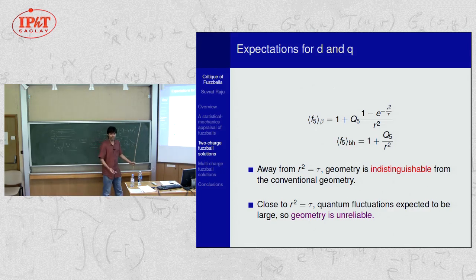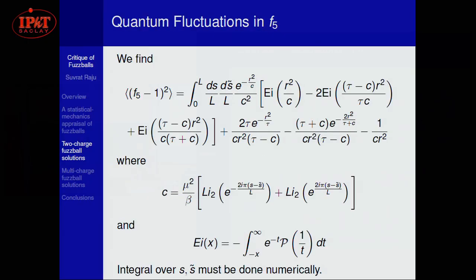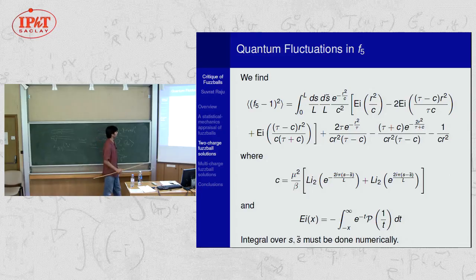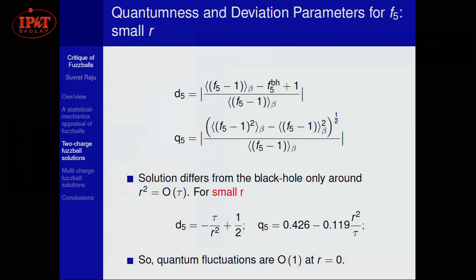In fact, in the system, we can actually compute quantum fluctuations, which we did because the system has been quantized. You get some horrible expression. Here are the quantum fluctuations in this F5. The final integral actually has to be done numerically. You get some exponential integral functions. You don't need to look at this expression. This is just to say we did the calculation. I'll parse this expression for you in a minute.